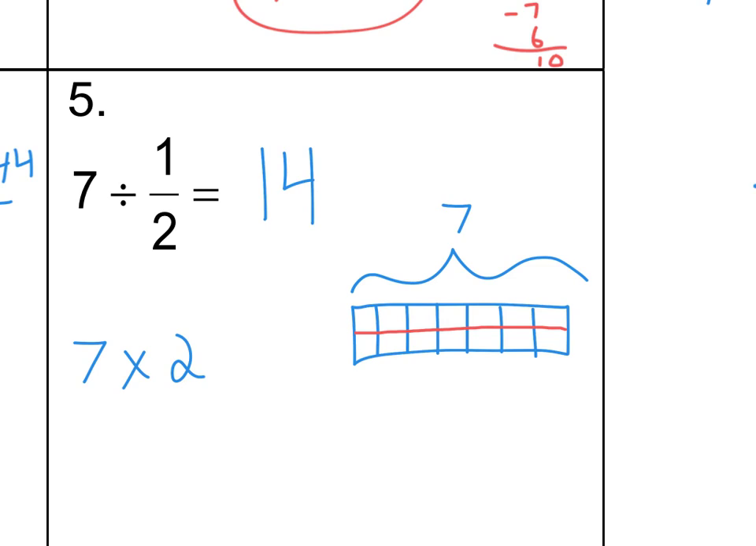And that's what it's asking. If I had 7 and I broke them into groups of 1/2, wouldn't that give me 14 pieces? Because each one becomes 2. And so therefore, 7 times 2 gives you 14.